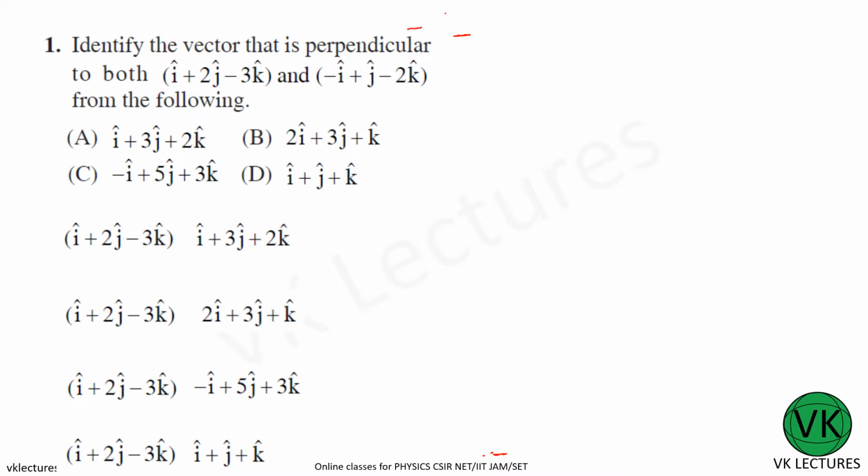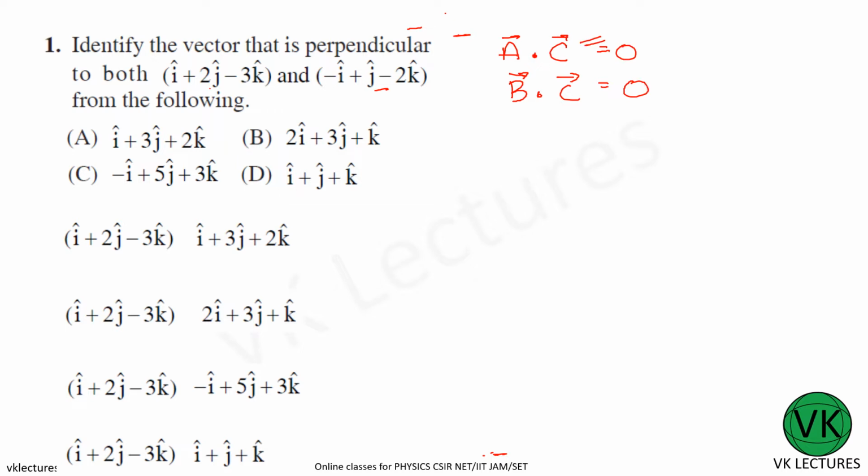The question is to identify the vector that is perpendicular to both i plus 2j minus 3k and minus i plus j minus 2k. Let us consider this vector as A and this as B. Now we have to identify a vector C such that A dot C and B dot C are both equal to 0. That means our aim is to find the vector C.